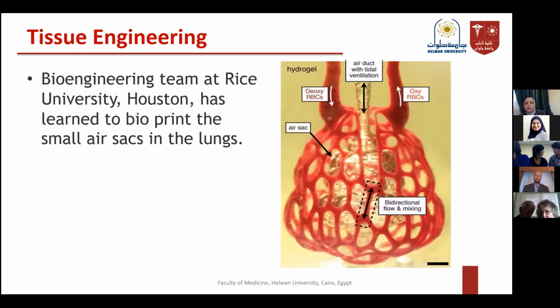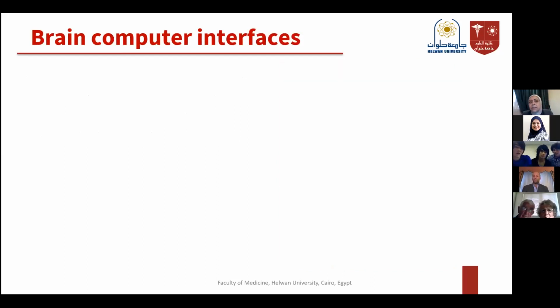in Rice University in Houston, they have succeeded in creating through bioengineering the air sacs of the lung, where there will be exchange of air and blood through this hydrogel model, okay, by the 3D printer technique.